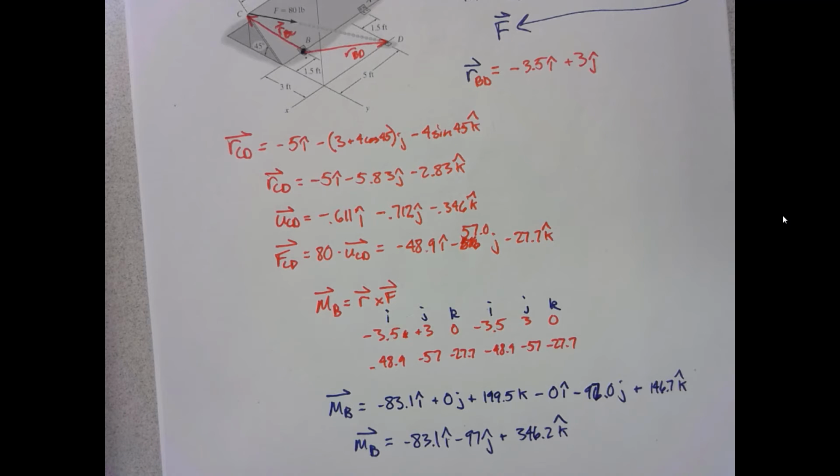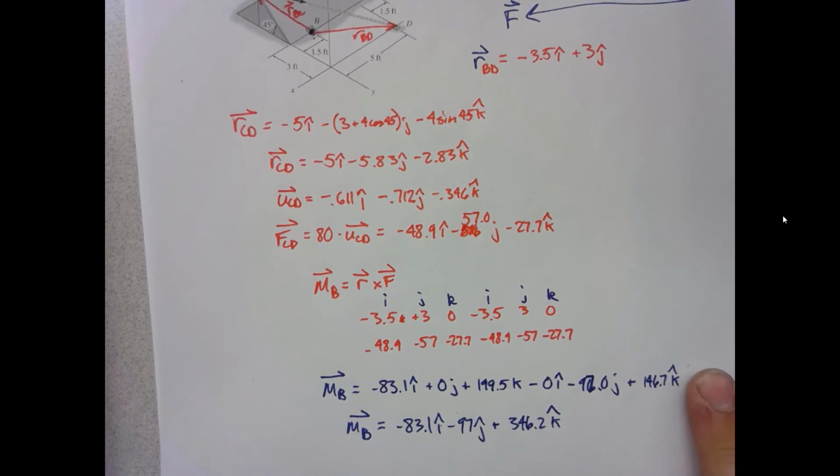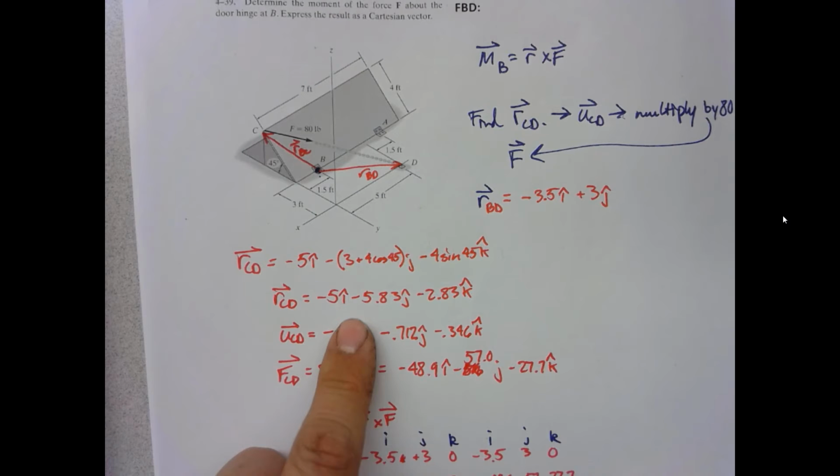That's a lot of math. Did you guys get something like that? So I found the position vector. Did you guys all find a position vector like this? Negative 5, negative 5.83, negative 2.83. Does that look good? Okay.